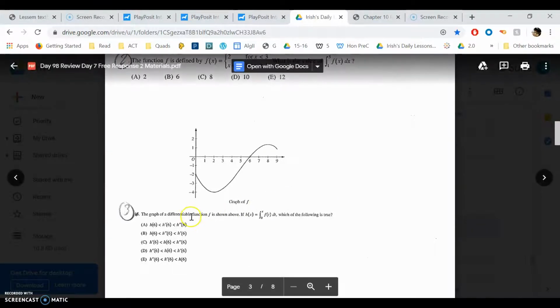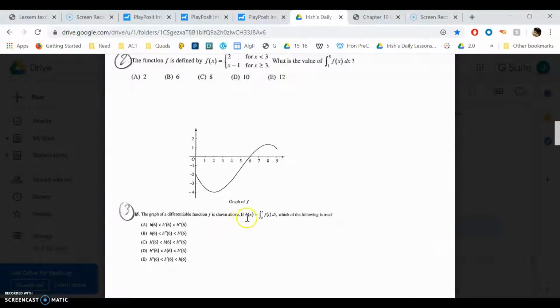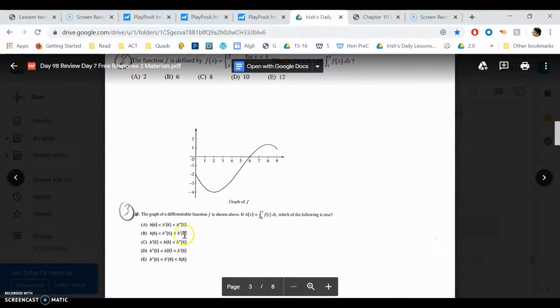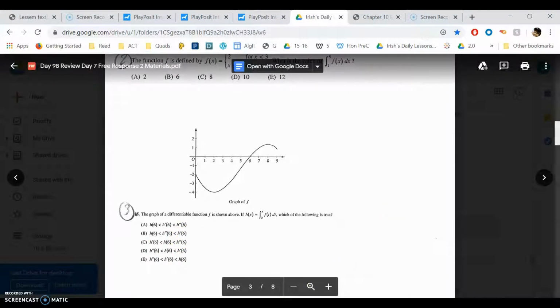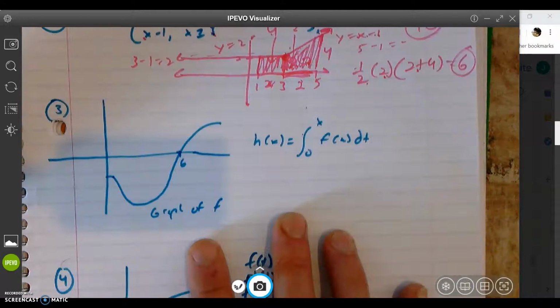So the graph of differential function f is shown as h of x equals the integral between 0 and x of f of t dt. So this is the graph of f. All right, so you got this little curvy curve, and it just concerns about what's going on at 6. So h of 6, h prime of 6, h double prime of 6. So what order do they go in from least to greatest, essentially? That's what I'm finding. Okie dokie. So here's my picture. Bam.